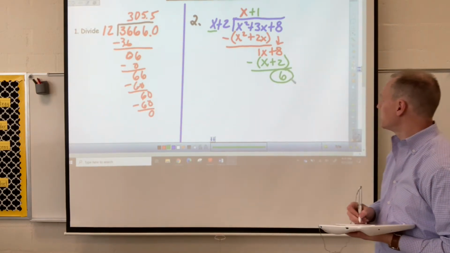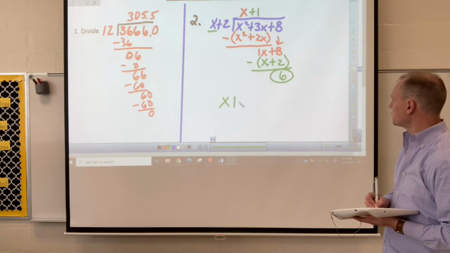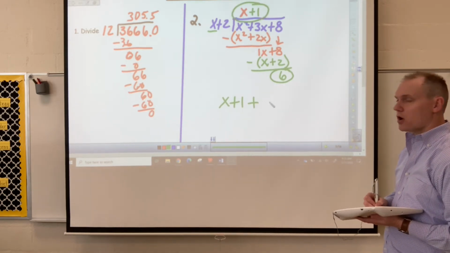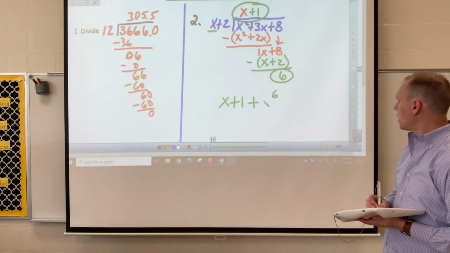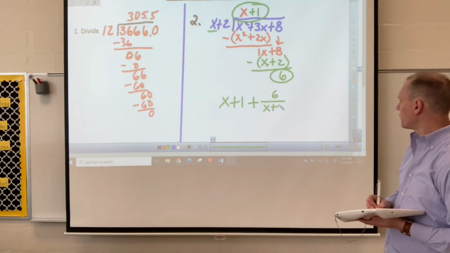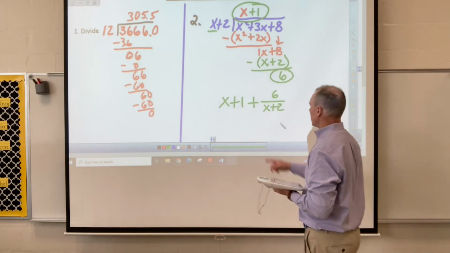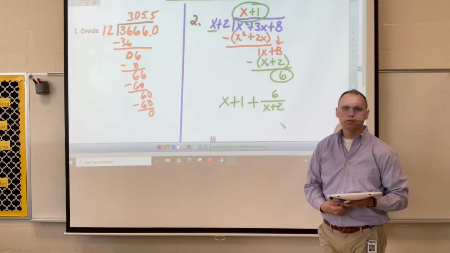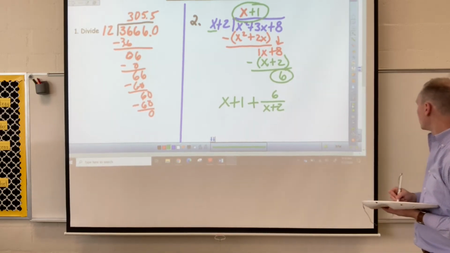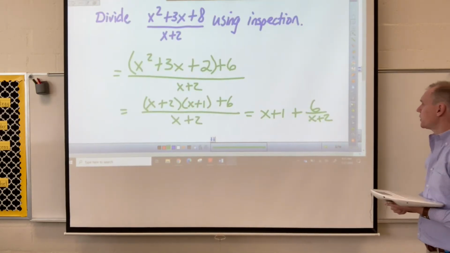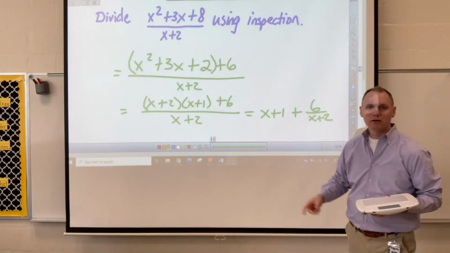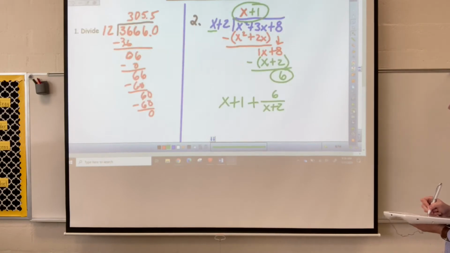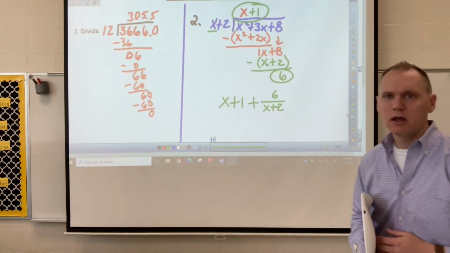So what we're left with here is x plus 1 from up here at the top, plus, again, we always put the remainder over the divisor. So whatever we were dividing by in the beginning. So x plus 1 plus 6 over x plus 2. All right? And again, going back to division by inspection, we got the same thing. Same result, same remainder, all of that. Just a different procedure, different process.